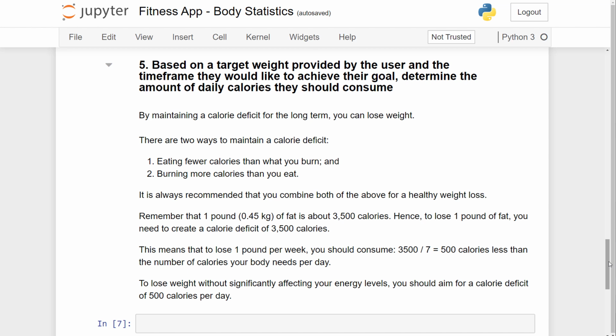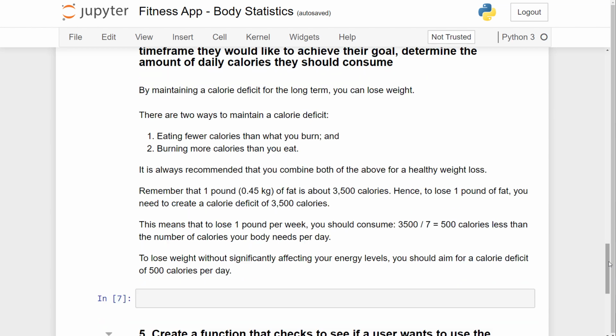Now we can take the same assumption the other way. If an individual wants to put on weight, then they should be in what is known as a calorie surplus, i.e. above the expected daily calories that they burn on a day in order to put weight on. So we'll need to think how we can construct this program in order to give the users this type of insight.